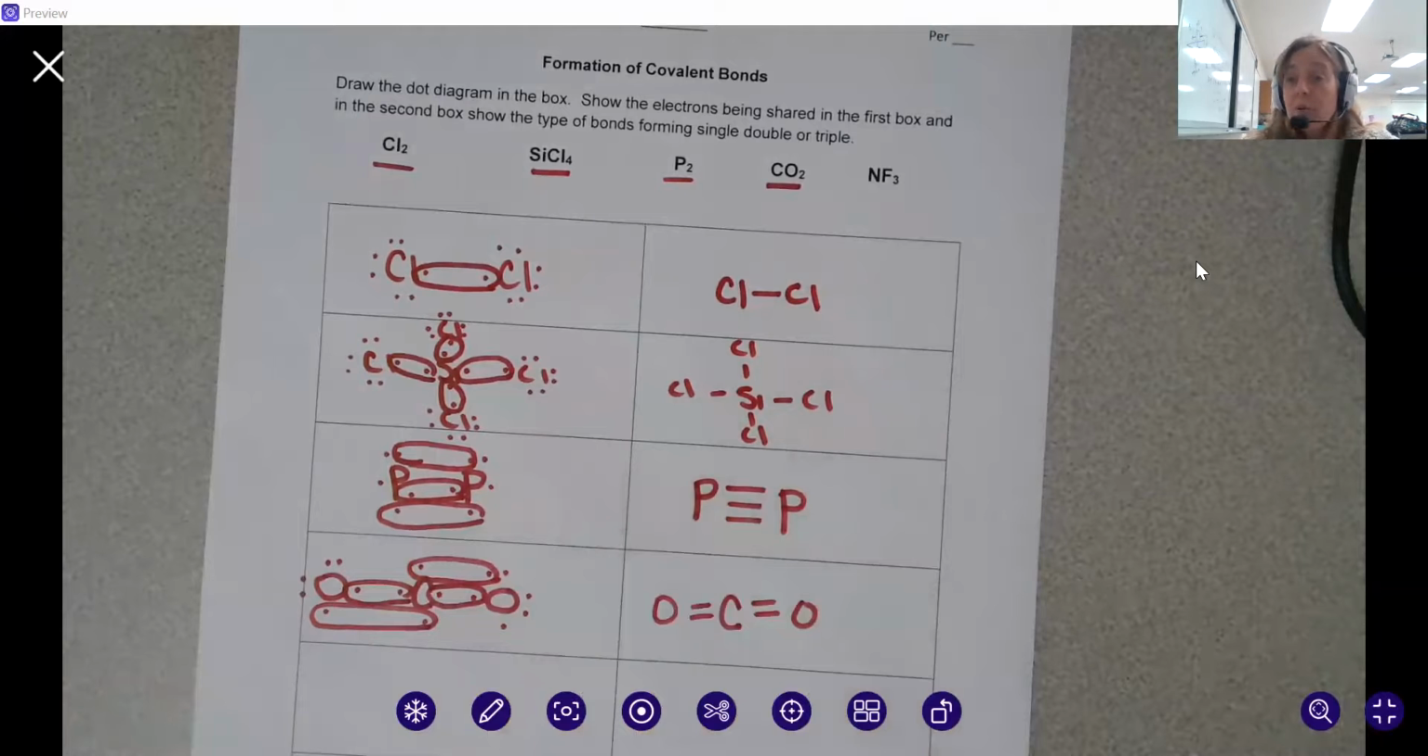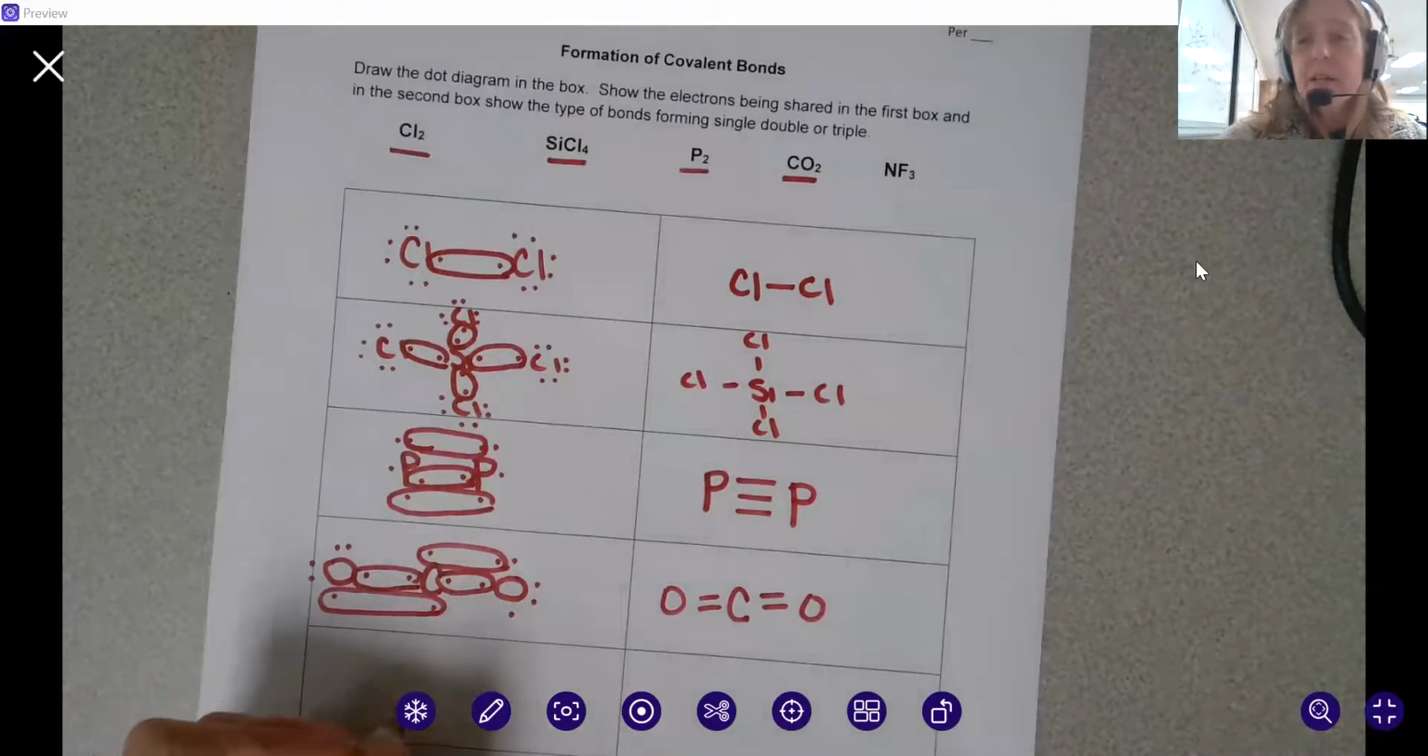So as you can see, you can have 2 double bonds in the same structure, okay? But carbon can only have 4 lines touching it total, because it can only share 4 electrons, okay? And each individual oxygen can only have 2 lines touching it, because it can only share 2 electrons.